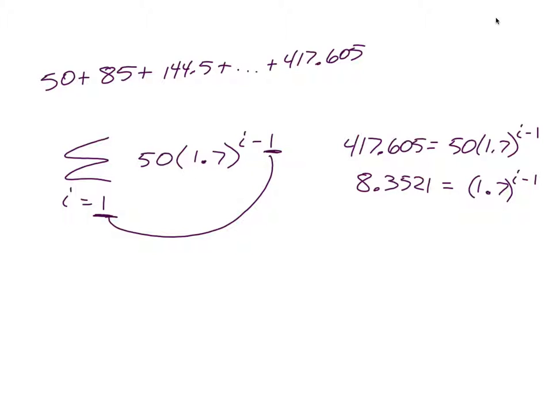Alright, so my next step is to take the natural log. What's the dead giveaway that I have to use the natural log? The variable is in the exponent. When my variable's in the exponent, I have to use the natural log to get rid of it. We're going to do two things at once here. What are we going to do with that exponent? Move it to the front. So I'm taking the natural log of both sides and moving the exponent to the front at the same time. Then divide by the natural log of 1.7: 8.352 divided by natural log of 1.7.